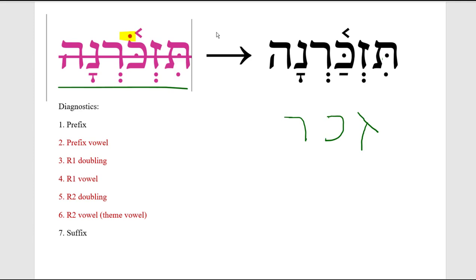So we said that to figure out a stem, we will look at these middle characteristics, or at least some of these middle characteristics, starting with the prefix vowel. This assumes that there's a prefix, by the way. So we have a prefix. We look at the prefix vowel, R1 doubling, the R1 vowel, and if we need to go farther, R2 doubling, and the R2 vowel or the theme vowel. So for our verb here, we have tizkarna, and our prefix vowel then, which is here, our prefix vowel is a hiriq.